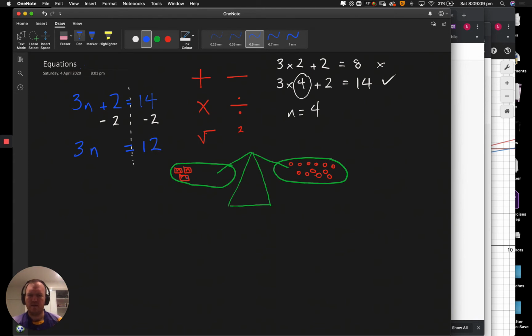So here we've got 3 groups of n, but at the end of this I just want the value of one lot of these n's. Because I've got 3 lots of them, essentially what I want to do is divide that out by 3.